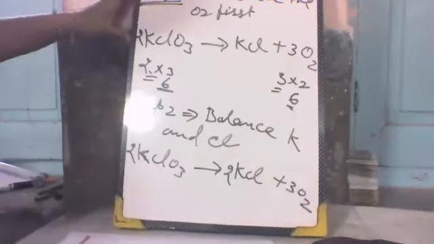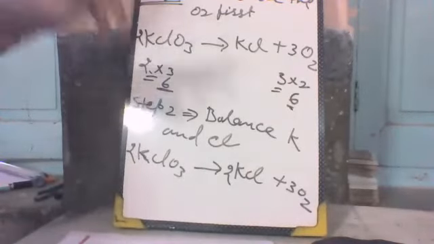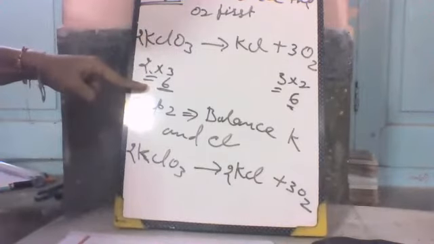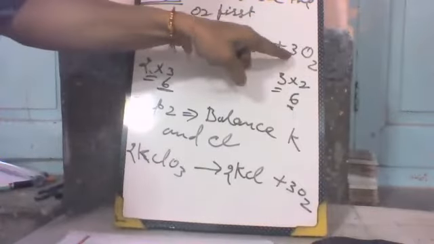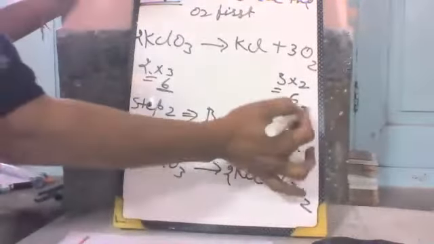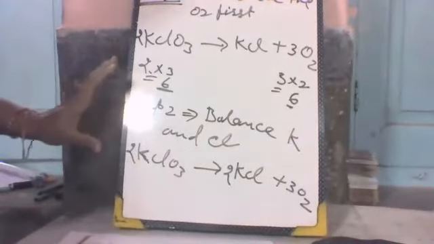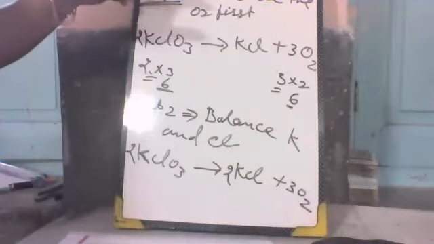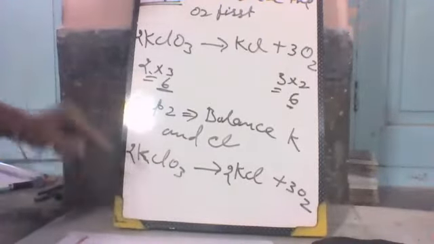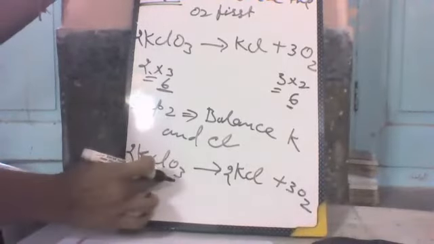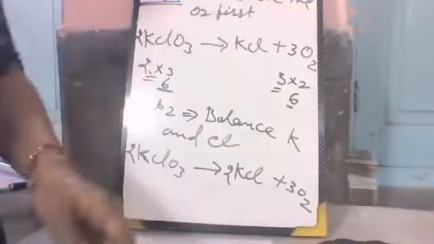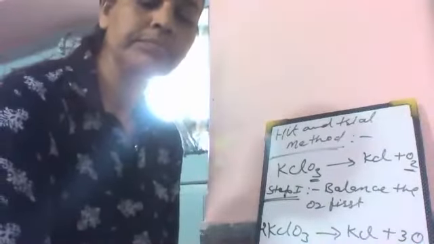Is it clear to you? First we have to balance the number of oxygen atoms. To equalize them, we put coefficient 2 before KClO3, which makes the number of oxygen atoms equal to 6. To make the number of atoms 6 on the product side, we put 3 as a coefficient, and the total number of oxygen becomes 6. After that, we balance the number of potassium and chlorine atoms. To balance them, we put 2 before KCl. Thus the number of potassium is 2, chlorine is 2, and oxygen is 6. Is it clear to you? Yes?